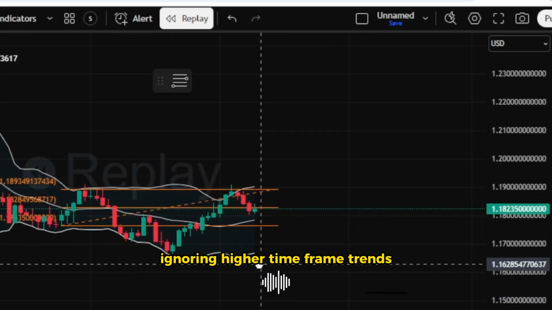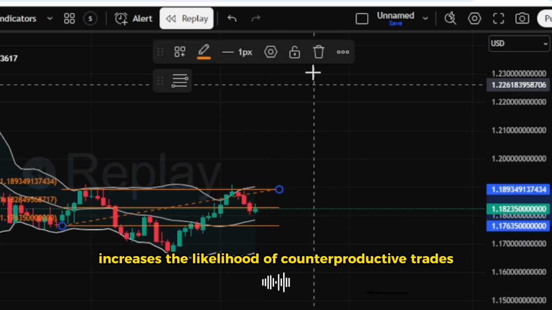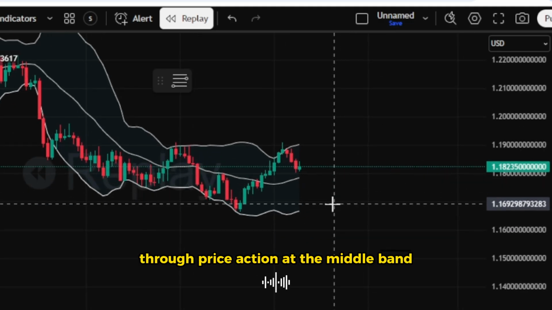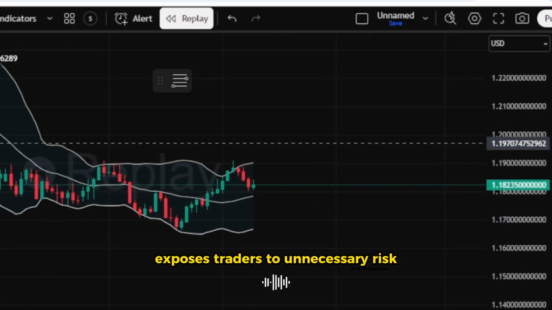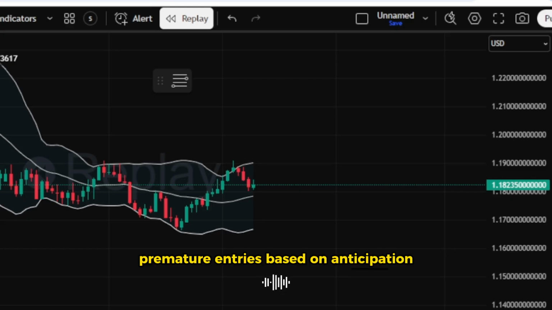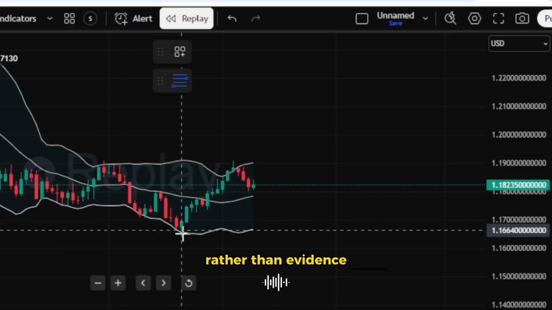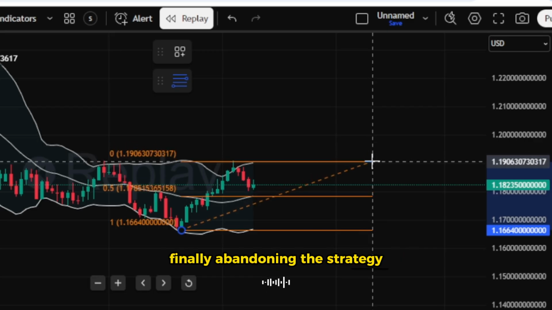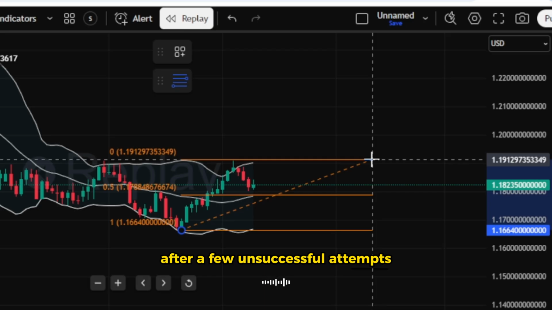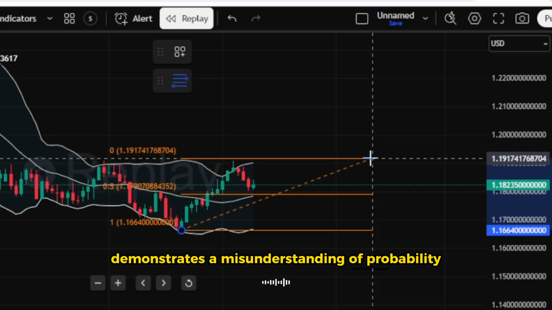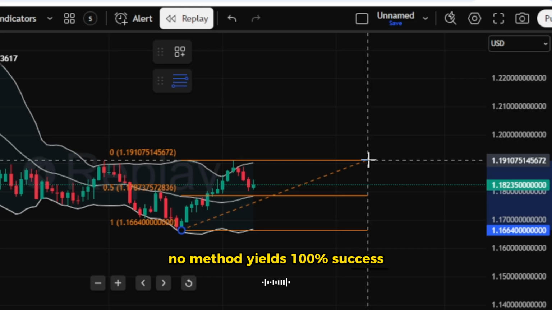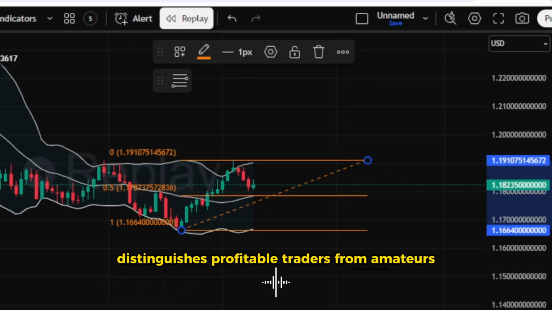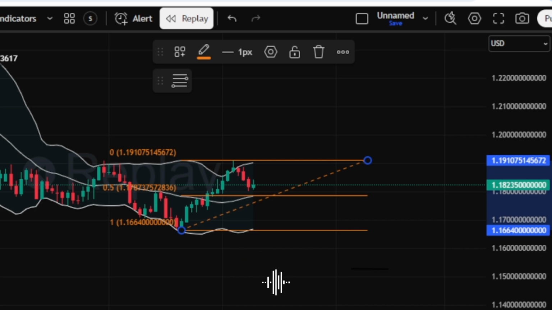Ignoring higher timeframe trends increases the likelihood of counterproductive trades. Failing to wait for confirmation through price action at the middle band exposes traders to unnecessary risk. Premature entries based on anticipation rather than evidence erode the statistical edge of the method. Finally, abandoning the strategy after a few unsuccessful attempts demonstrates a misunderstanding of probability. No method yields 100% success. Consistency over a large sample size distinguishes profitable traders from amateurs.